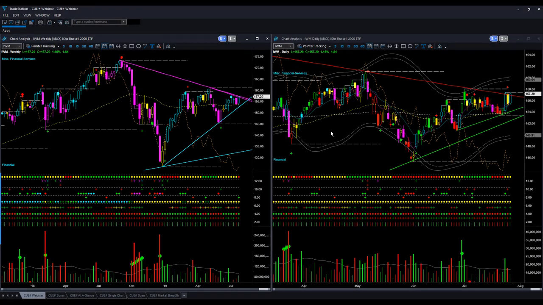Russell 2000 ETF, IWM. This was the strongest of the 4 market ETFs and it continues to be the same. In the weekly chart, price is still inside the triangle pattern. This week's candle shape and color both are bullish. However, it is continuing to remain inside the triangle pattern.